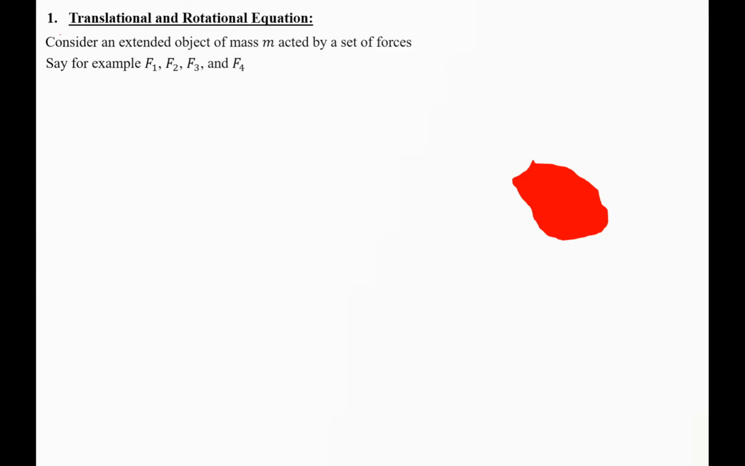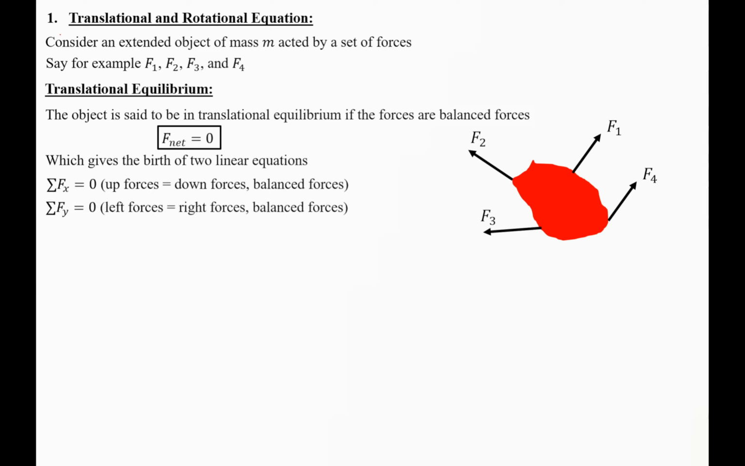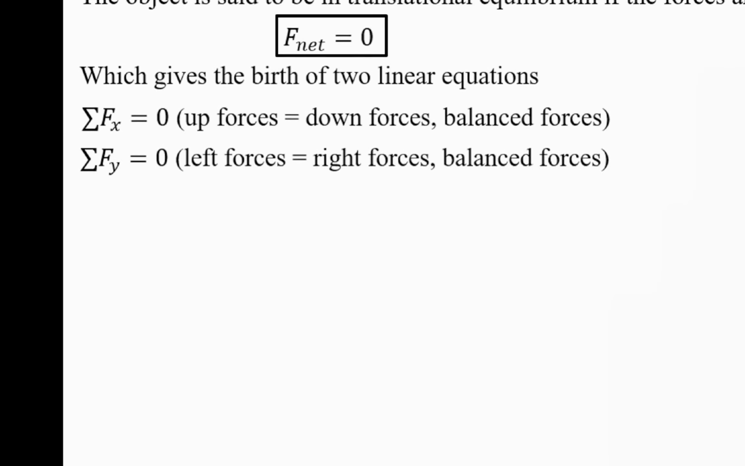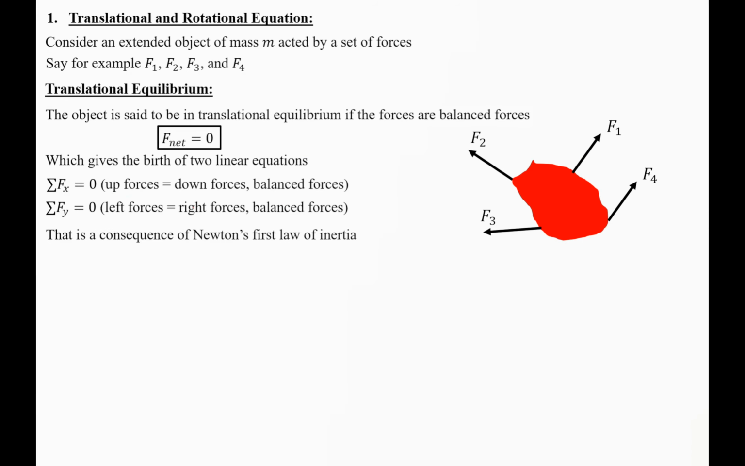In Section 1, Translation and Rotational Equilibrium, consider an extended object of mass m acted on by a set of forces, say for example F1, F2, F3 and F4. Translational equilibrium: the object is said to be in translational equilibrium if the forces are balanced, which means that F net is equal to 0, which gives birth to two linear equations, one along the horizontal and one along the vertical. Here we say that forces that are up balance the forces that are down, and left forces balance the right forces, which is a consequence of Newton's first law of inertia.